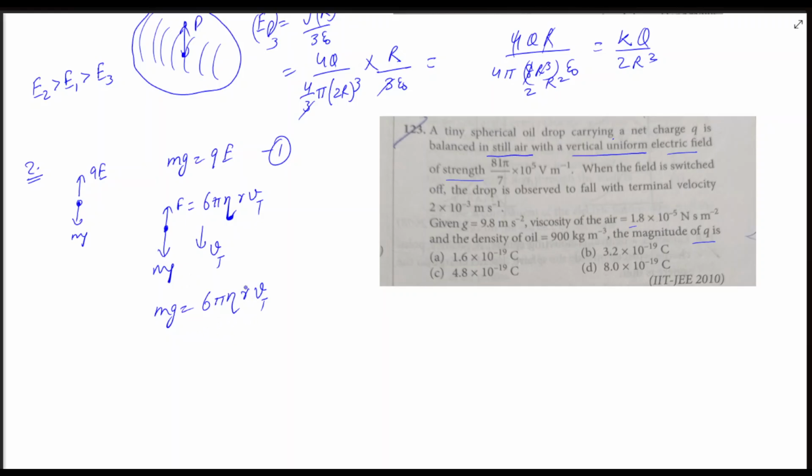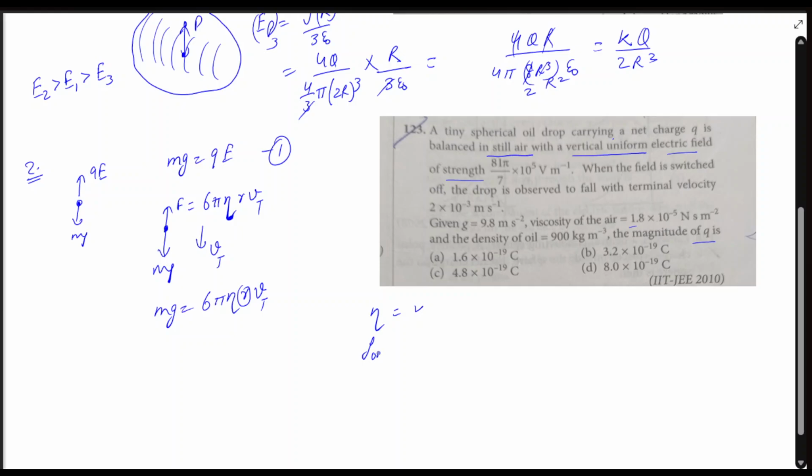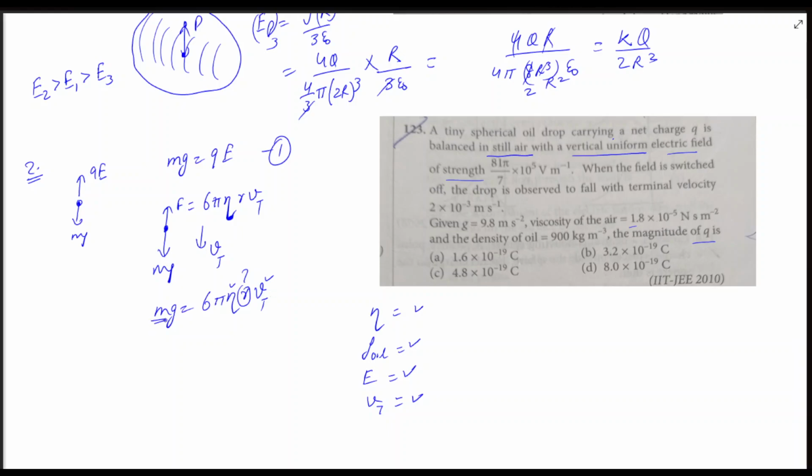But we do not have R, right? We do not have R. We have eta, we have density of the oil, we have electric field, and we have terminal velocity, right? So R we do not have. This we have, this we have. So we can write mass as density into volume. mg will be equal to 6 pi eta R V, right? So from second I'm solving it.